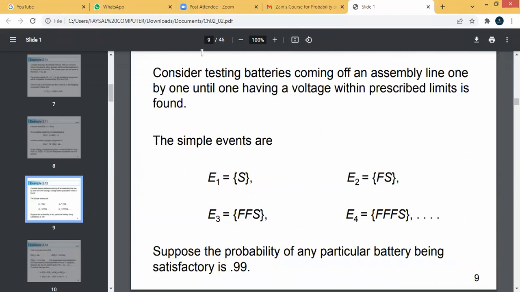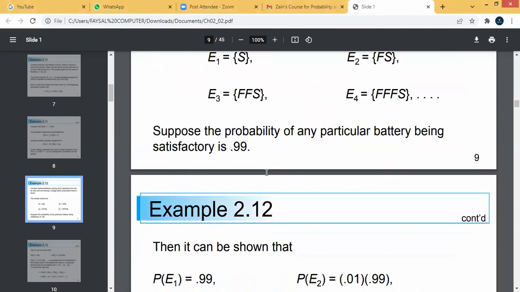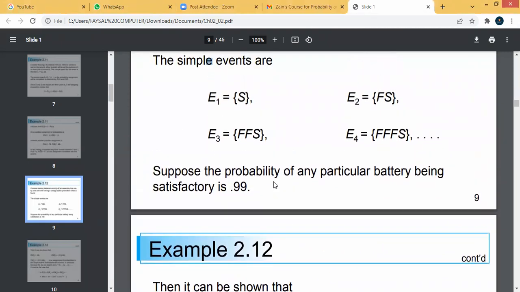So first I have to write here that the total probability of the sample space is always 1. This is the sample space, and this is the satisfied part. Probability of satisfy is 0.99. So this means that the probability of fail will be 1 minus 0.99. So this will be approximately 0.01.